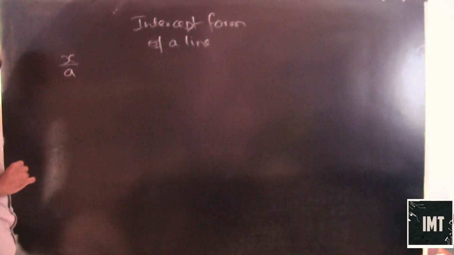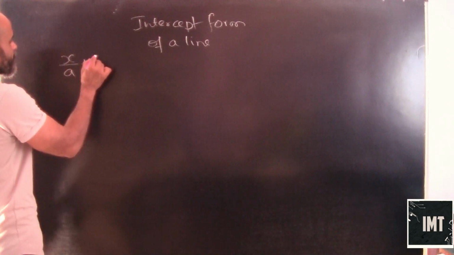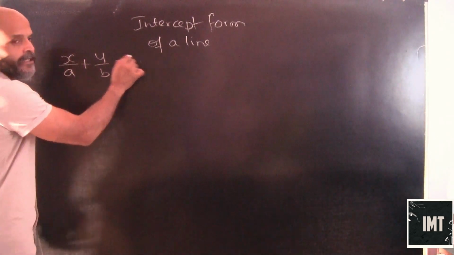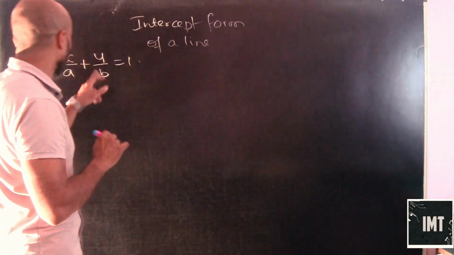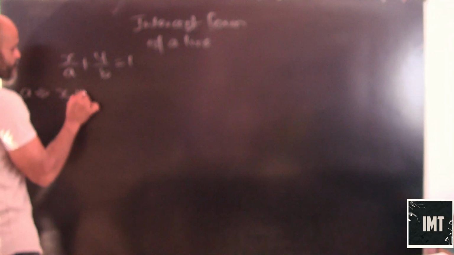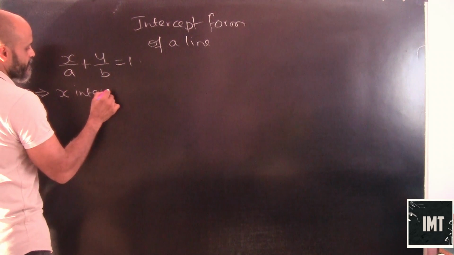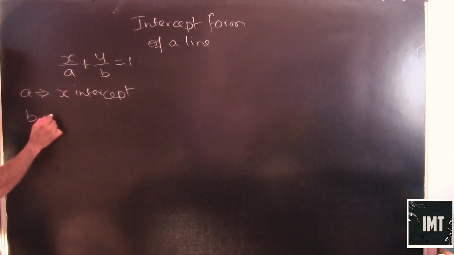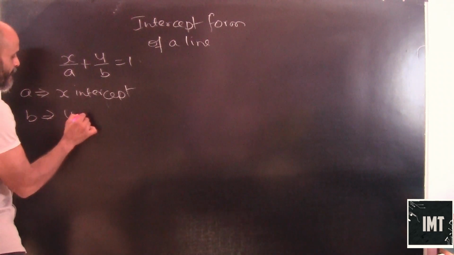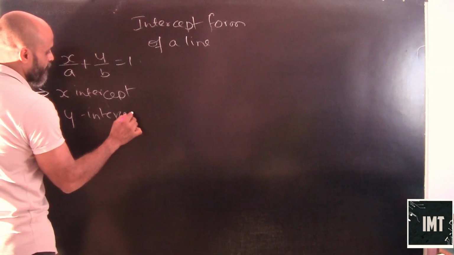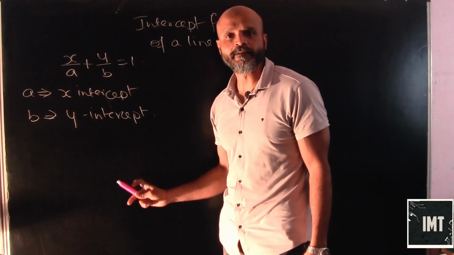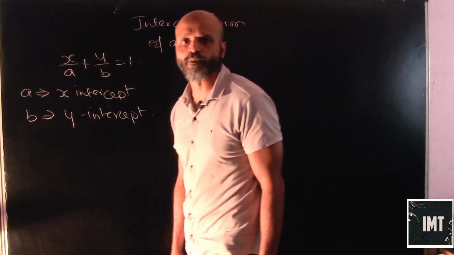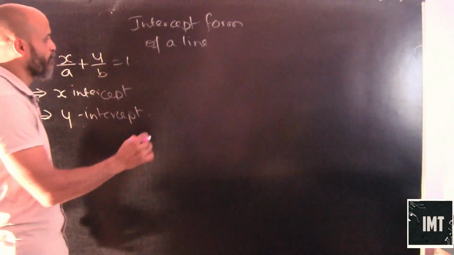The equation of the intercept form of a line states that x by a plus y by b is equal to 1, where a is the x intercept and b is the y intercept. So we have here a as the x intercept and b as the y intercept. We will quickly follow and prove this out.